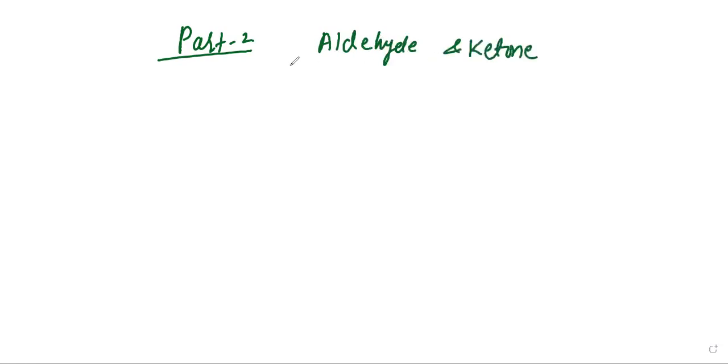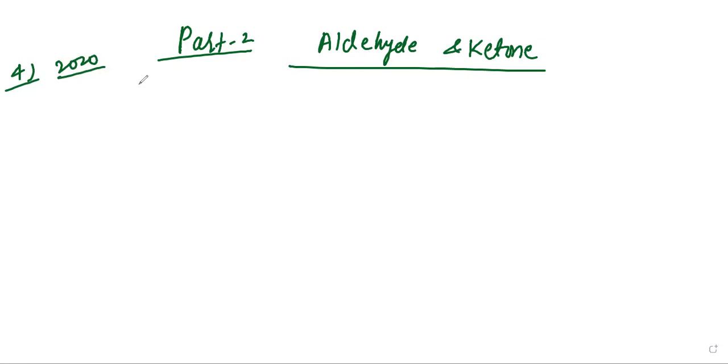Now see the next part of aldehyde, ketones and carboxylic acid. So this is the part 2 of aldehyde and ketone. So we are solving the numerical. The fourth question we were solving was asked in 2020.